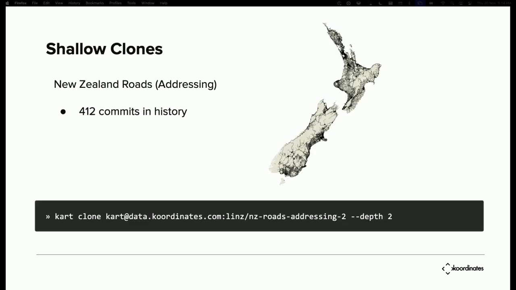Kart can also do shallow clones. This is actually a standard Git feature. We didn't do anything for this really, apart from pass the option along to Git. But there's 400 odd commits in the history of the repo, but maybe we don't care about the history of the repo and we just want what's there now. So we can say --depth 2, and it will just give us the main branch with the last couple of commits and not bother downloading the rest.